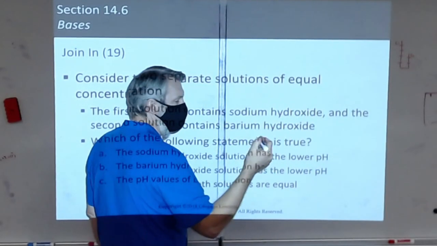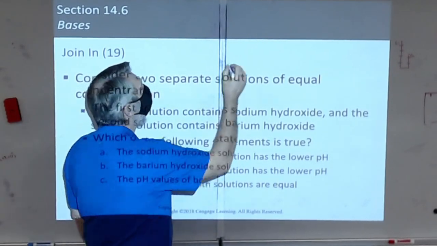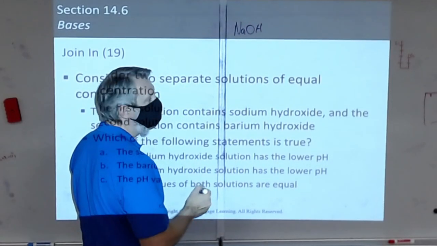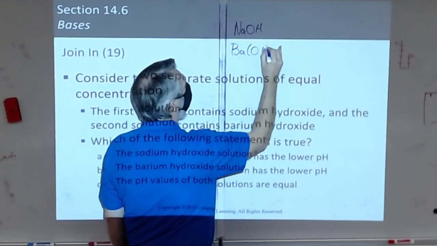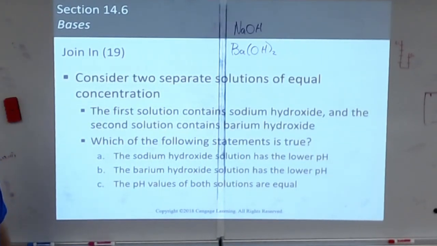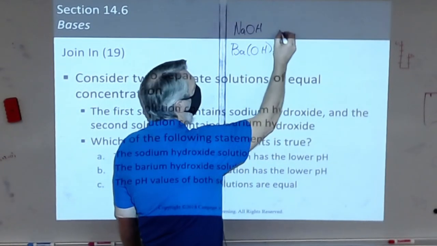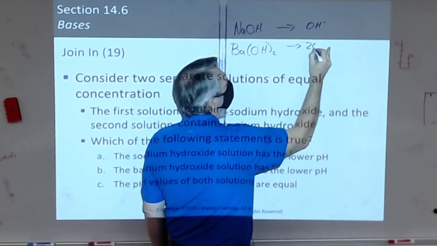Formula for sodium hydroxide? NaOH. Barium hydroxide is Ba(OH)2. Sneaky. So what's that mean when that dissociates? Are they both strong? Yes, they're both strong, so they're both going to dissociate completely. This one gives me 1 hydroxide, but that one gets 2 hydroxides.